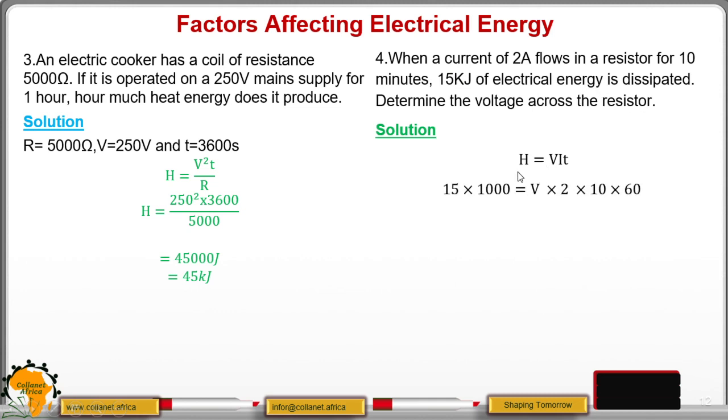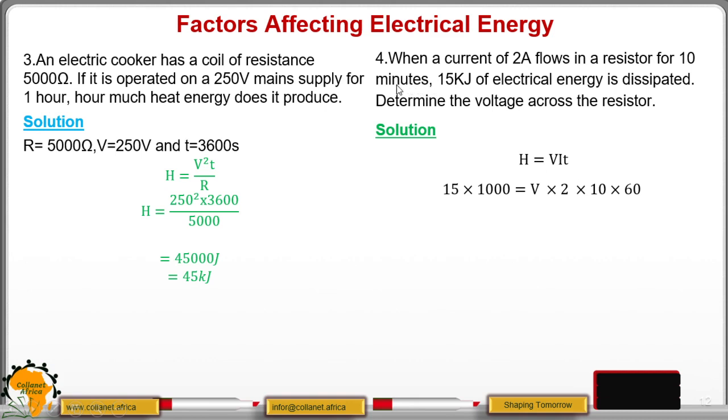So first of all, we need to get the voltage. Remember, we are supposed to get the voltage. So using this formula, we have H, that is 15 kilojoules. We have I, which is 2 amperes. And we have time, which is 10 minutes.